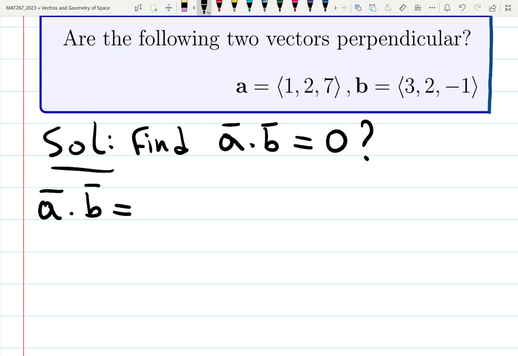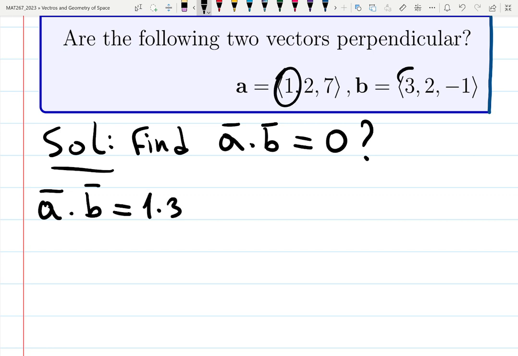I'm not going to even rewrite them anymore. 1, 2, 7, 3, 2, minus 1. Just quickly multiply. Let me wait for you. Check if it's 0 or not. A times B. Is it 0 or not? Yay. Let's check. 1 times 3.